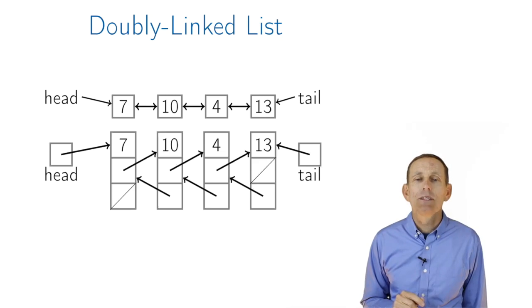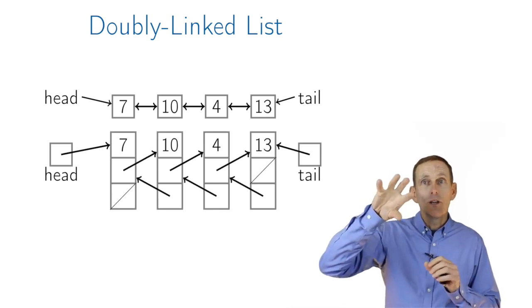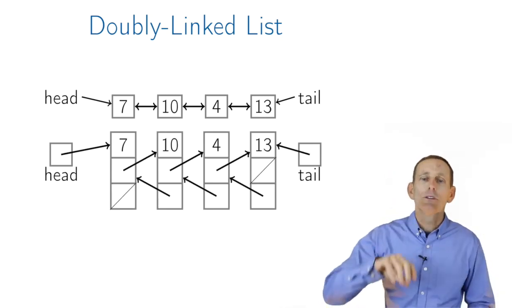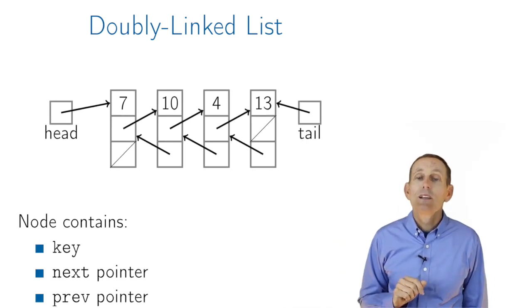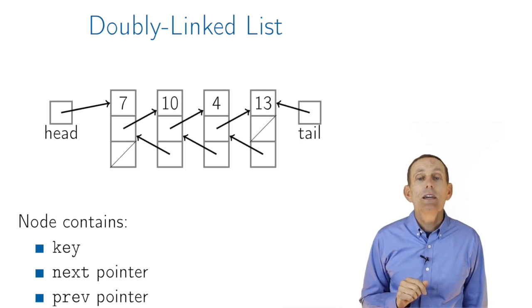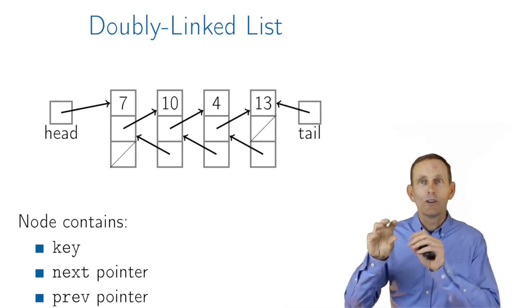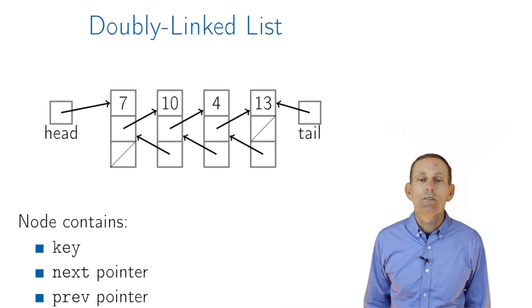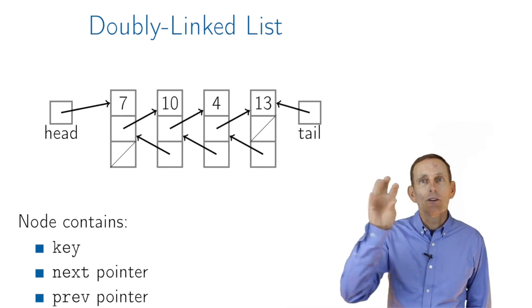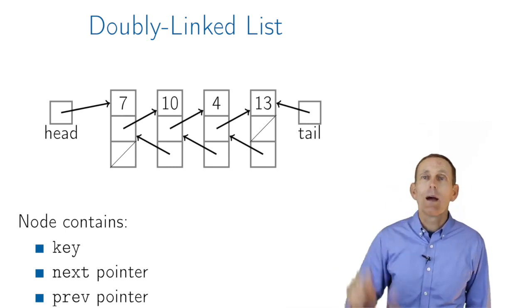And the way we would actually implement this is with a node that adds an extra pointer. So we'd have not only a next pointer, we'd have a previous pointer. So this shows, for example, that the 10 element has a next pointer that points to 4, but a previous pointer that points to 7. So at any node, we can either go forward or we can go backwards.